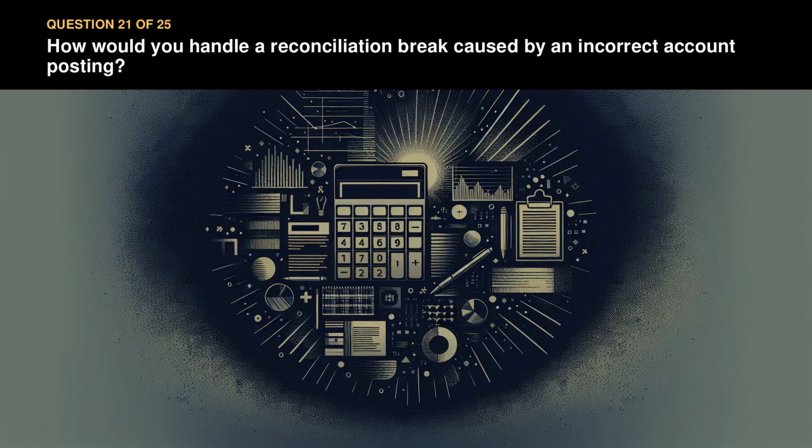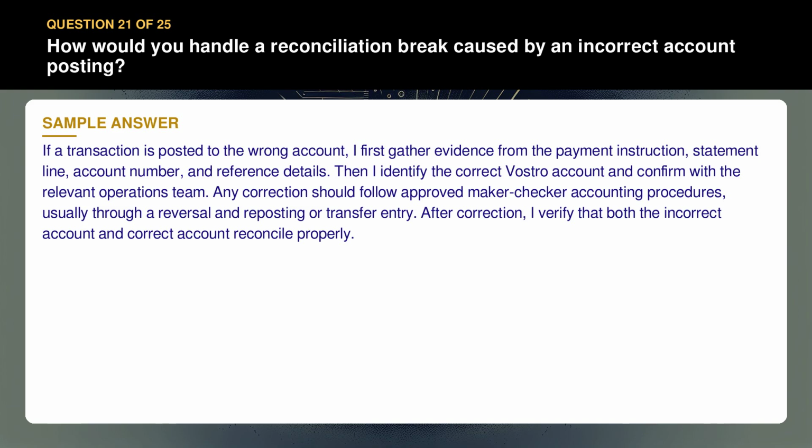Question 21. How would you handle a reconciliation break caused by an incorrect account posting? If a transaction is posted to the wrong account, I first gather evidence from the payment instructions, statement line, account number, and reference details. Then I identify the correct Vostro account and confirm with the relevant operations team. Any correction should follow approved maker-checker accounting procedures, usually through a reversal and reposting or transfer entry. After correction, I verify that both the incorrect account and correct account reconcile properly.